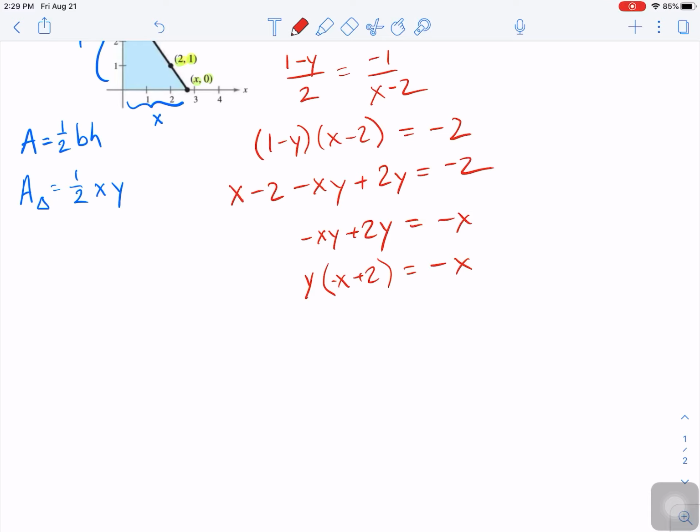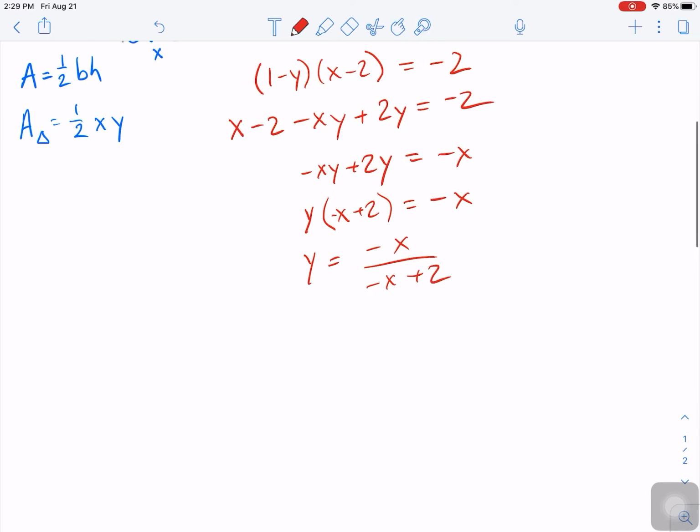Notice I had a y in each term, and I factored that out. My goal is to get y all by itself. So I have y is equal to negative x over negative x plus 2. If that's too many negatives for you, you can factor out a negative from the denominator, so there's a negative x over a negative times x minus 2. A negative divided by a negative is a positive, and so y is equal to x over x minus 2.